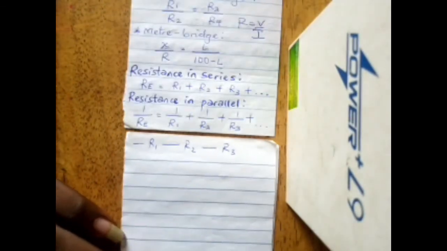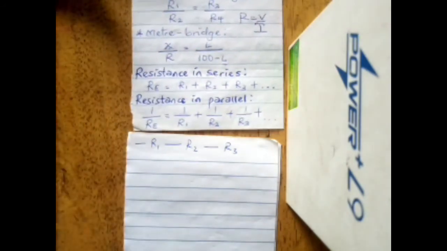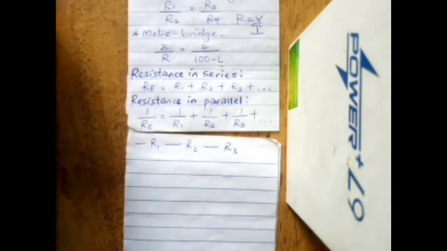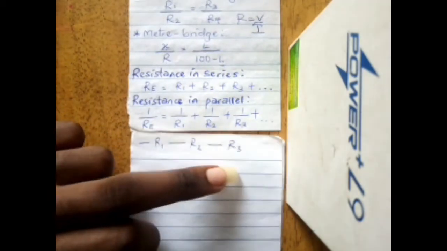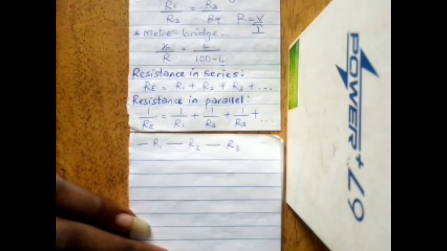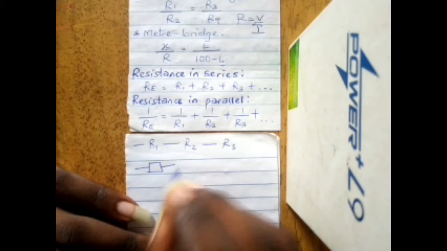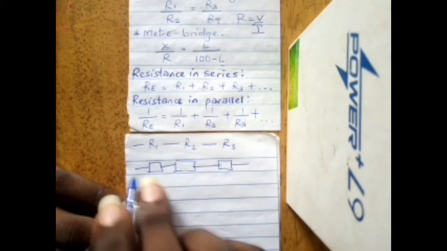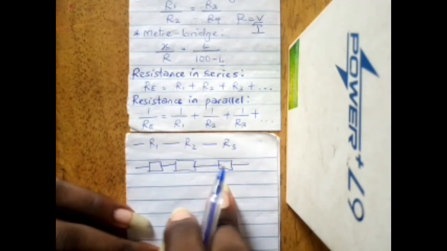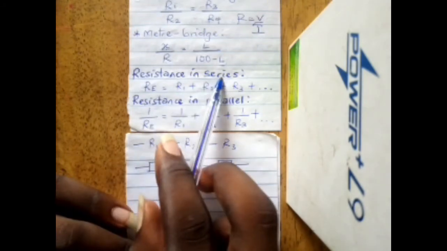Okay, so now we're looking at resistance in series and resistance in parallel. I'm talking about resistance in series. When two or more resistors are connected end to end, you have a series connection between these resistors. And this is the symbol for a resistor. So what this simply means is I have R1 to R2 to R3. They are connected end to end. And when I have this connection of resistors end to end, it's referred to as resistance in series.